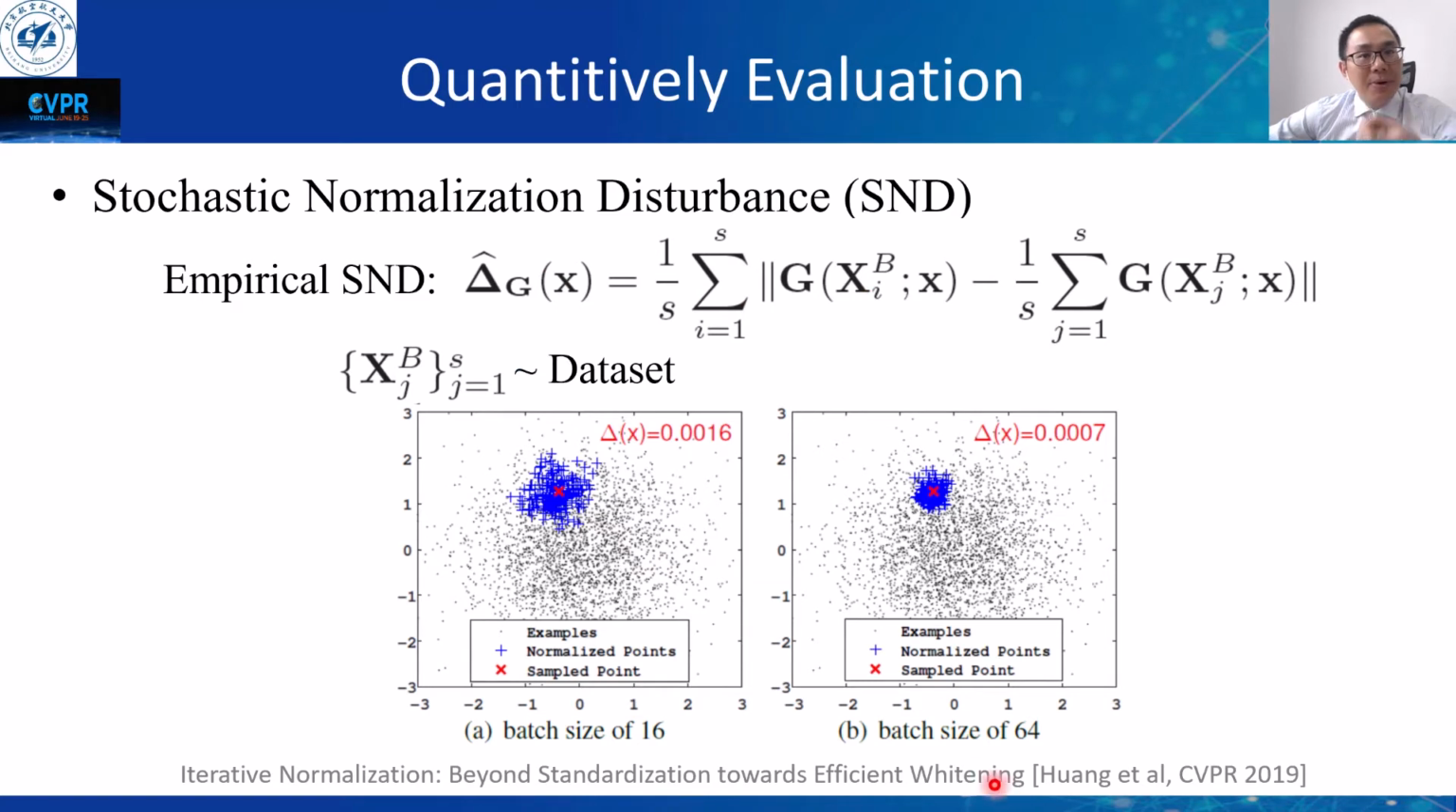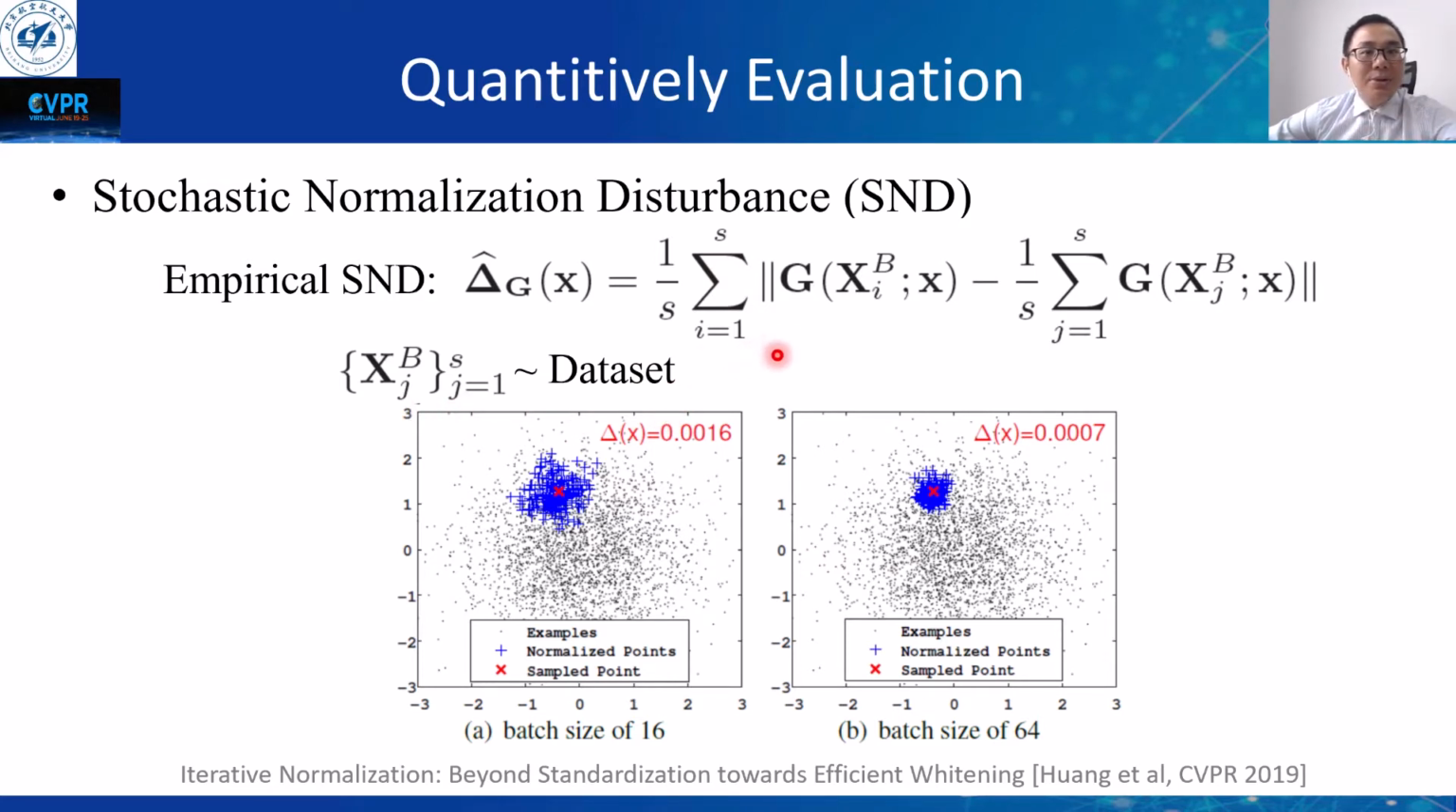Huang et al. proposed an empirical evaluation for the stochasticity of normalization of batch data, called the stochastic normalization disturbance. The empirical estimation of SND for a sample x of the normalization g is defined as follows, where n denotes the number of mini-batches that are randomly sampled from the dataset.